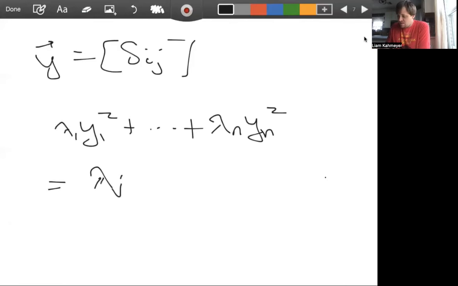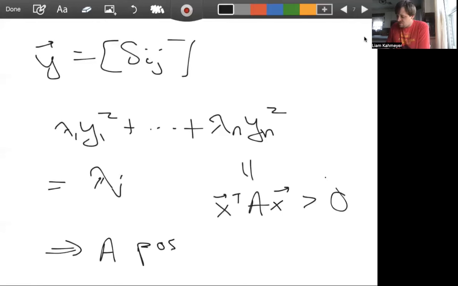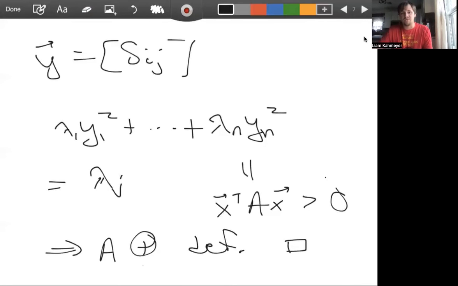But we know then that this sum was also equal to X transpose AX, which we had assumed to be positive. And so that means if you do this for every index j from 1 to n, you get that that eigenvalue is positive, which implies that A is positive definite. Okay, so that completes the proof of this theorem.